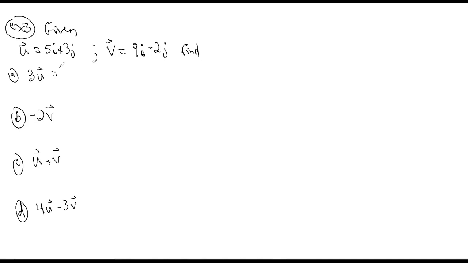So 3 times the vector u. I don't even care what the vector v is for this one. For problem a, I'm not even looking at this at all. So 3 times u. That says we have a 3, and then instead of writing the vector u, let's write what it is with the components, 5i plus 3j. But we're going to have to distribute.